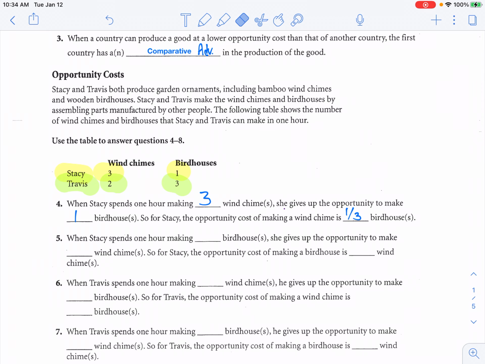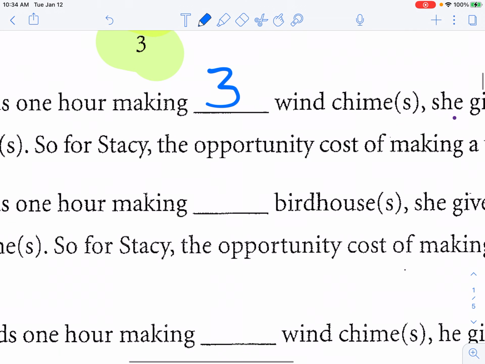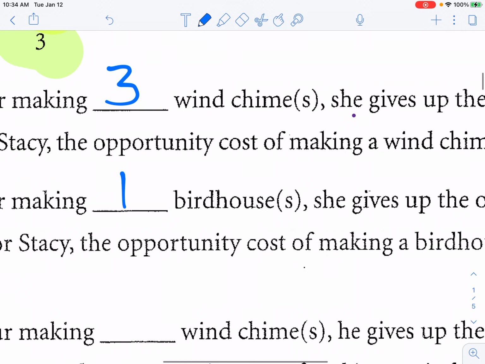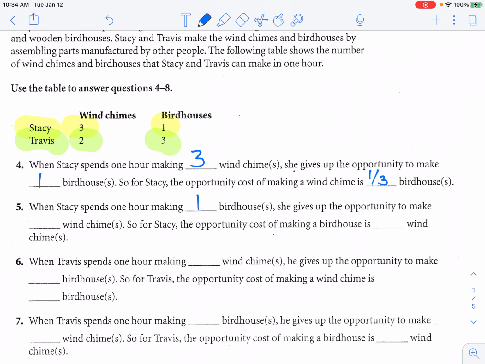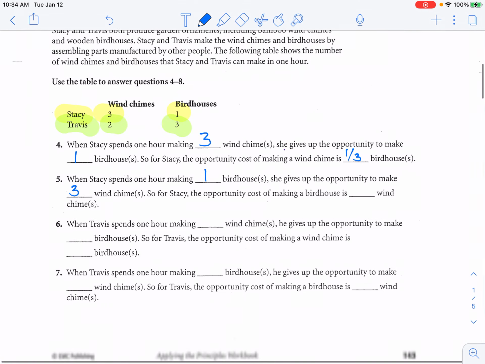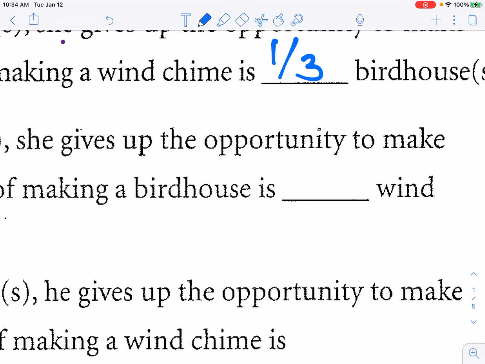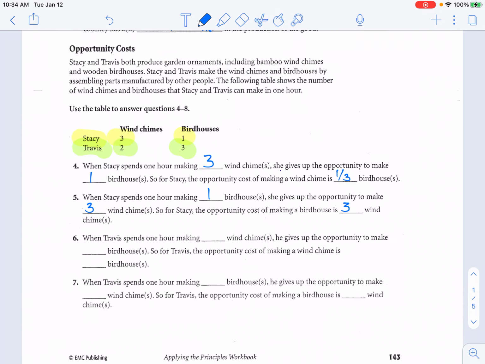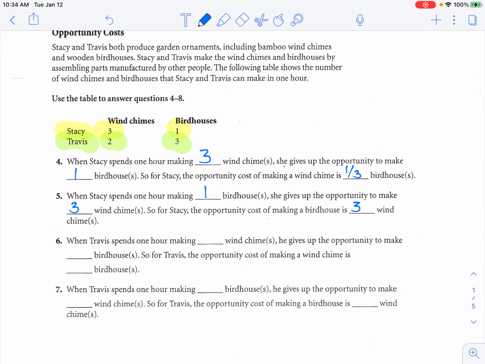When Stacy spends an hour making one birdhouse, she gives up the opportunity to make 3 wind chimes. So the opportunity cost for her there is 3 wind chimes, because it takes her the full hour to make that 1 birdhouse, whereas in that hour she could be making 3 wind chimes.